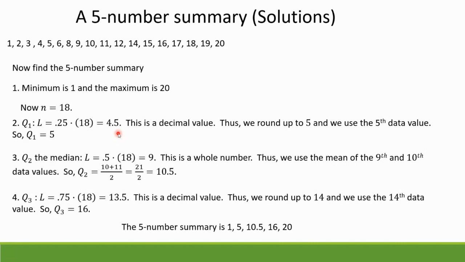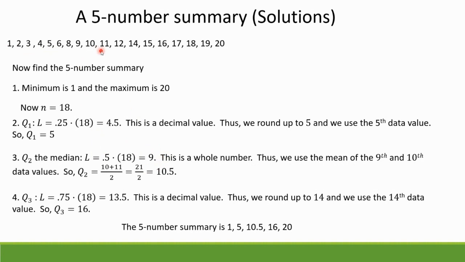Now that's a decimal, so what do we do? You round up to 5, and you use the data value in the 5th position. The 5th data value, that is, actually turns out to be 5. Here's data value 1, data value 2, 3, 4, 5. For Q2, the median, the only difference is that L is 0.5 times N. 0.5 times 18 is 9. This is a whole number.